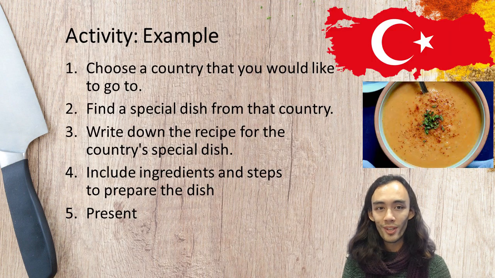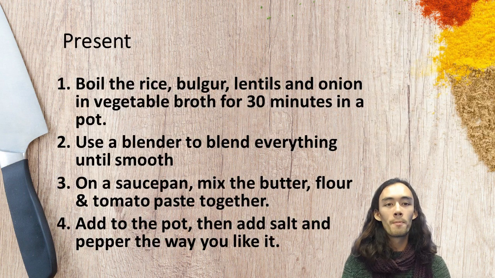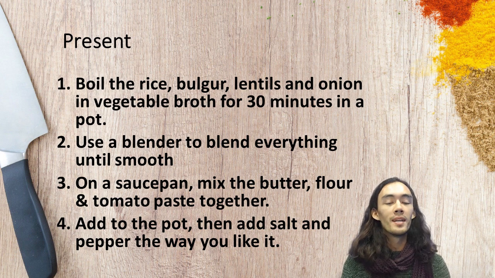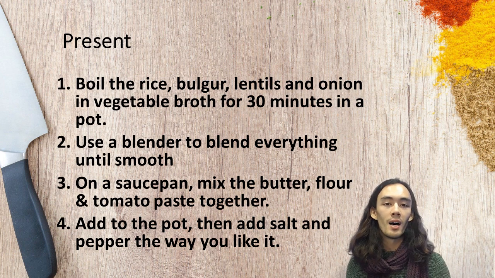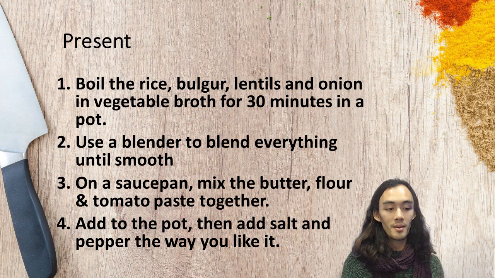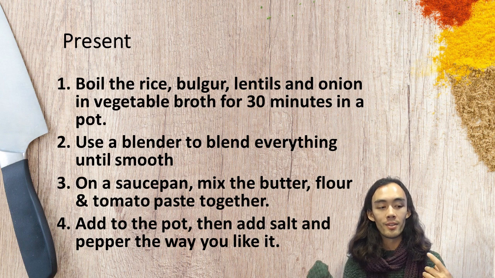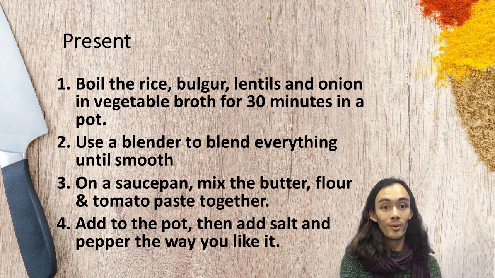So let me read through this quickly like you're supposed to. So number 1, boil the rice, bulgur, lentils and onion in vegetable broth for 30 minutes in a pot. Number 2, use a blender to blend everything until smooth. And then number 3, on a saucepan, mix the butter, flour and tomato paste together. And finally, step 4, add to the pot, then add salt and pepper the way you like it.